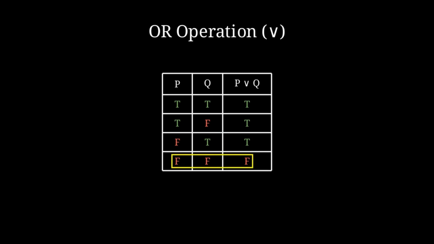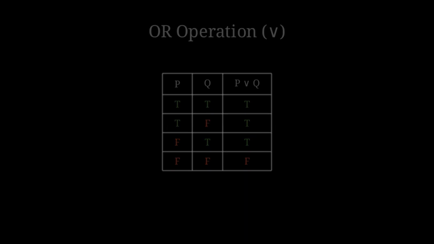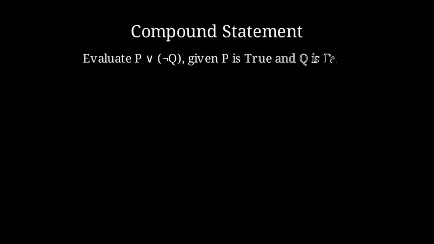Logical equivalences are statements that have the same truth value in all cases. The idempotent laws show that repeating a proposition with and or doesn't change it. The commutative laws state that order doesn't matter in and or operations. The associative laws show that grouping doesn't matter.